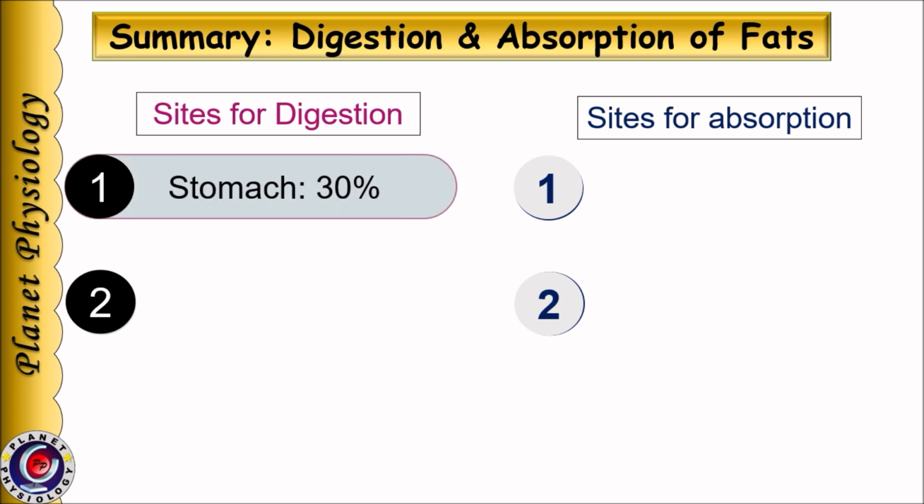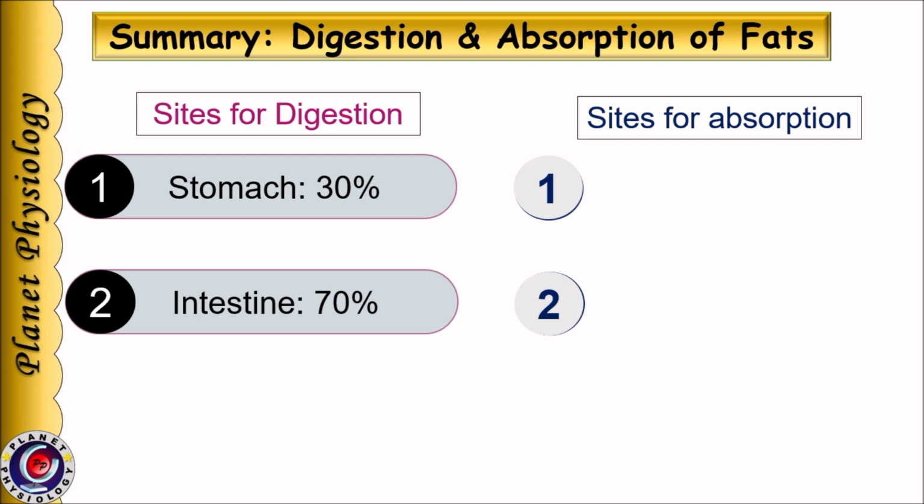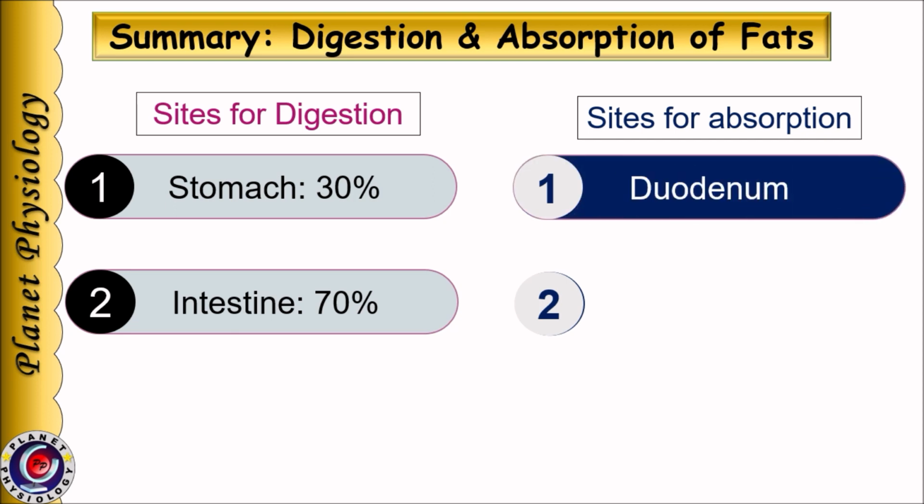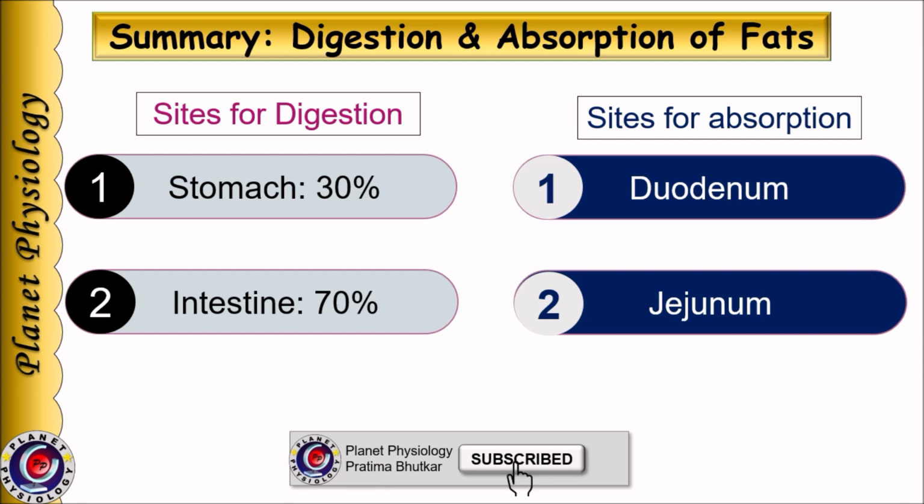Let us summarize this process quickly. Fat digestion begins in the stomach under the influence of gastric lipase. It digests pre-emulsified fat. Major fat digestion takes place in the intestine under the influence of pancreatic lipase in the presence of bile salts. Fat absorption mainly occurs in the duodenum and jejunum. Short chain fatty acids are directly absorbed into the blood, whereas long chain fatty acids undergo re-esterification to form a new molecule of triglycerides and then they are absorbed into the blood via lymphatics.